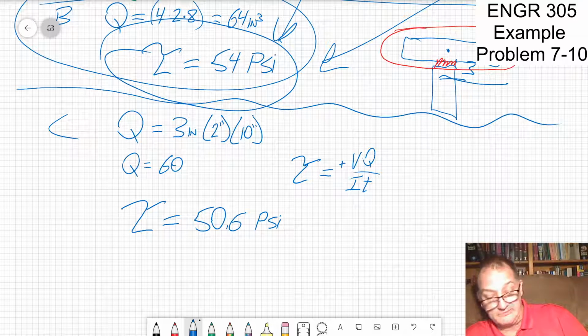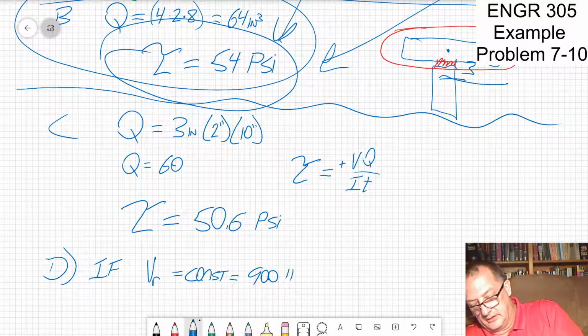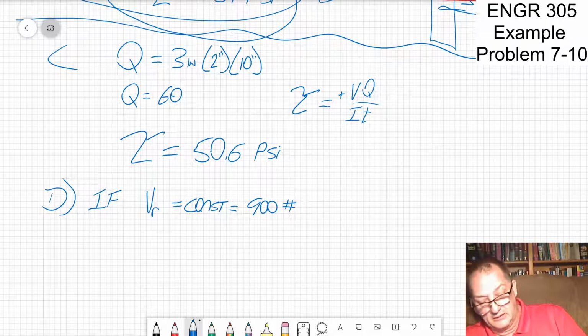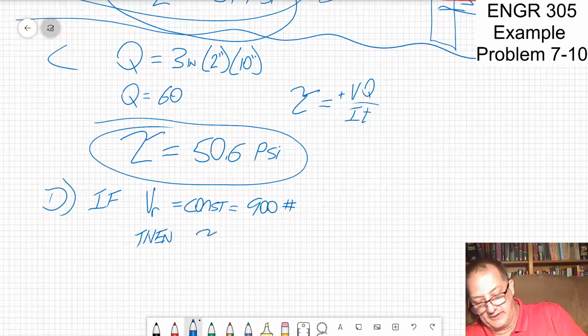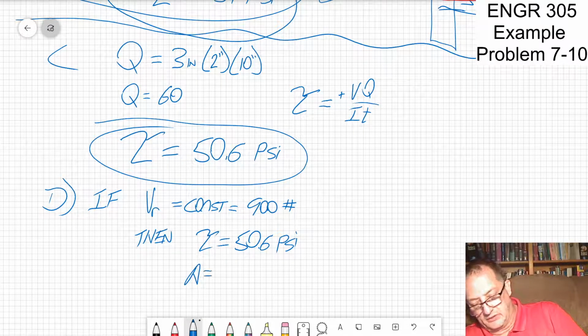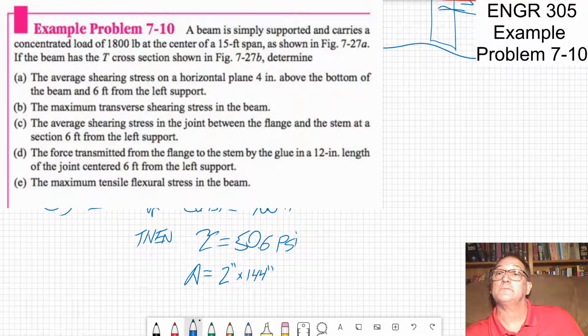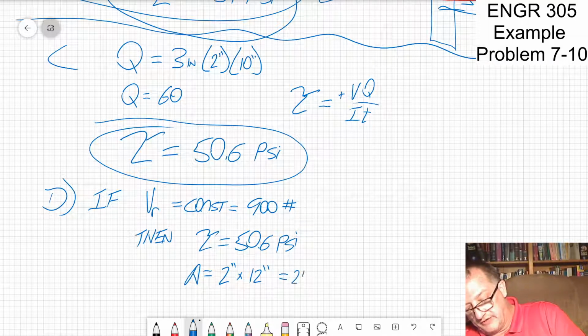Well, let's assume, if V is equal to a constant, equal to 900 pounds, then shear is equal to 50.6 psi. My area is equal to 2 inches by 144 inches, right? It was a 12-foot long. A 12-inch length, sorry. So I got to get rid of this. 12-inch length equals 24 inches.